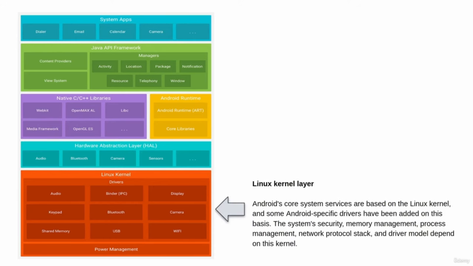So let's look at the Linux kernel layer, which is the bottommost layer in Android. Android's core system services are dependent on the Linux kernel, and some Android-specific drivers, for example, audio, display, keypad, Bluetooth, USB, etc., have been added on this basis. Android's system security, memory management, process management, network protocol stack, and driver model depend on this Linux kernel, which makes Android in a way more secure and stable.